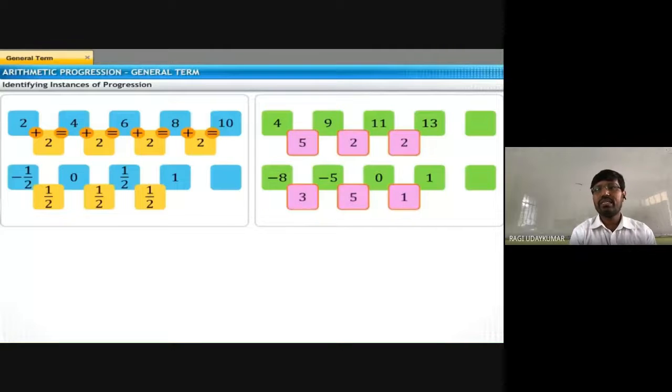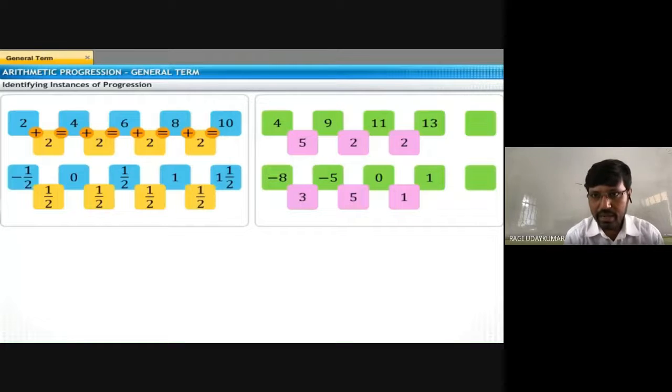When you see the second case, the numbers added are not constant. To get the second term, 5 should be added. Next, 2 should be added. Next, 2 should be added. We cannot find out the next term in that because they are not following a particular pattern. So in the left side cases, we can find out the next term.